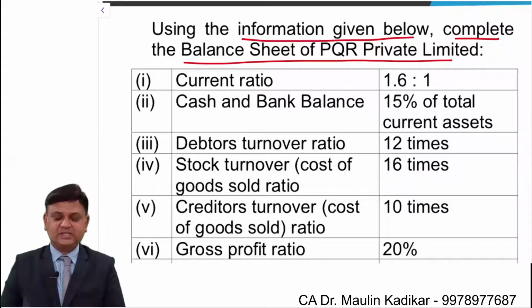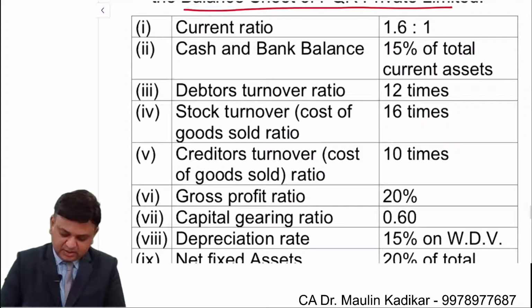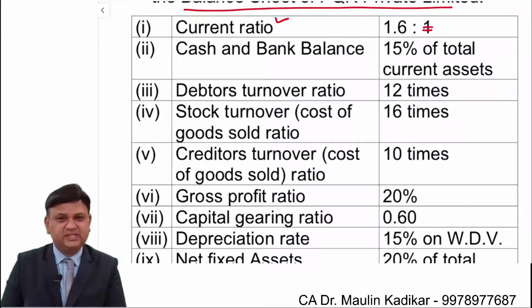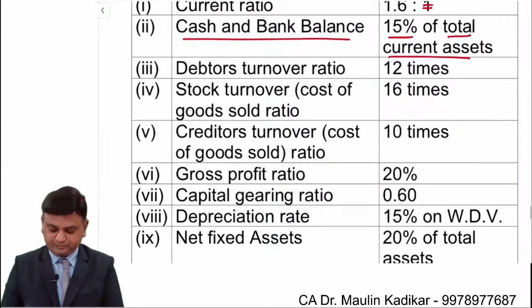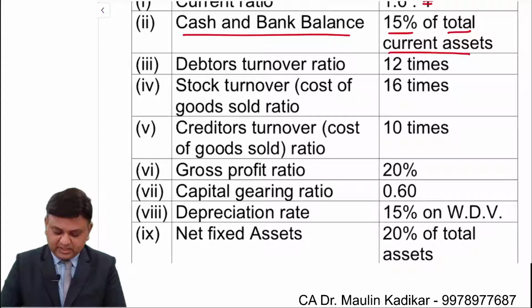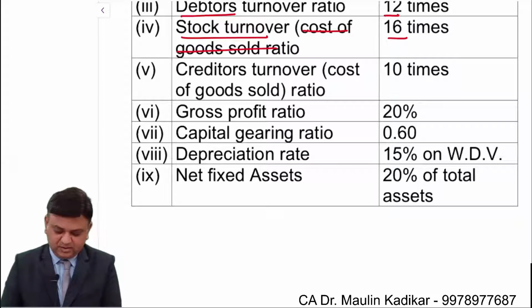The question says that you are required to complete the balance sheet of a company. Current ratio is given as 1.6, "is to 1" does not make sense. Cash and bank balance is 15% of the total current assets. Debtors turnover ratio is 12 times. Stock turnover ratio is 16 times. There is no need to provide that it is based on COGS. It is always like that.